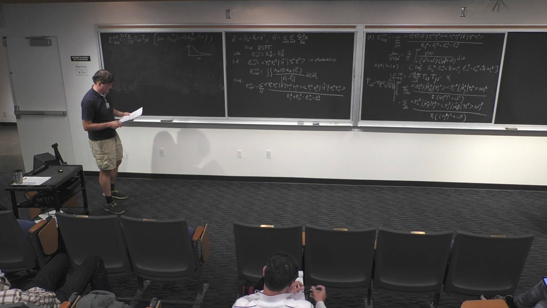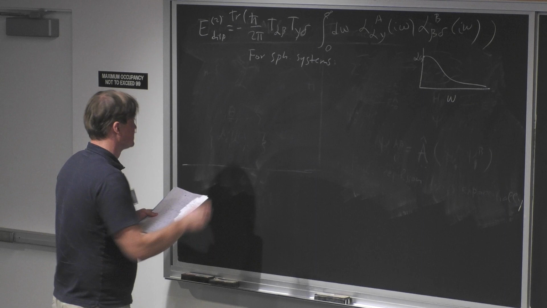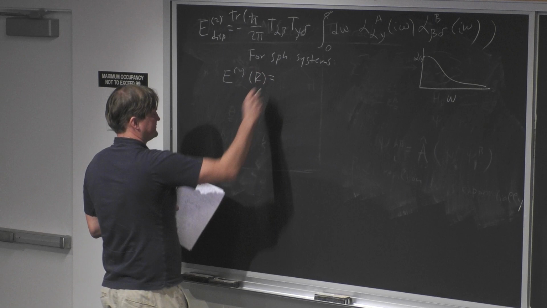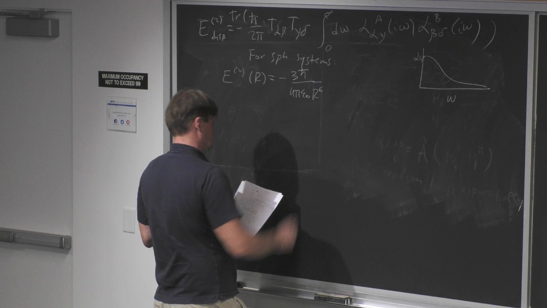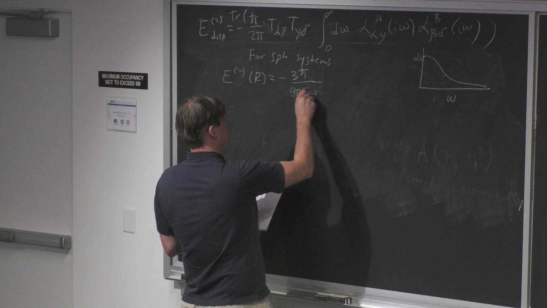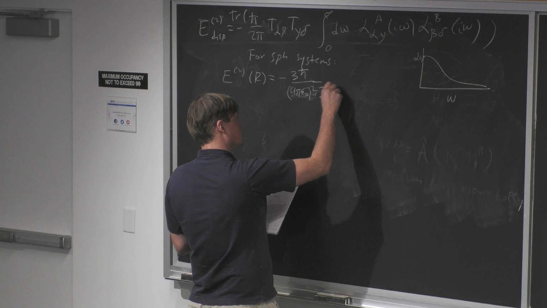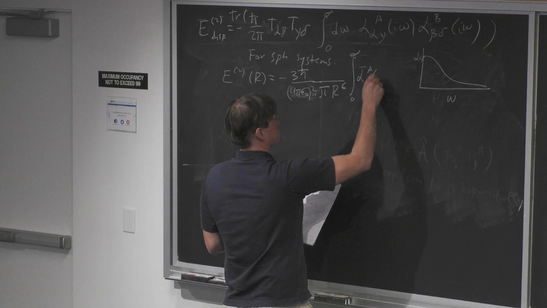Okay, so now if you have a spherical system, like an atom, or two molecules far away, then this can be written as a function of the distance between two systems as something over r to the 6. There's a factor of pi, and from the dipole operators you get a square, and then you get r to the 6. And then you have this integral, which is now just the product of the isotropic polarizability.